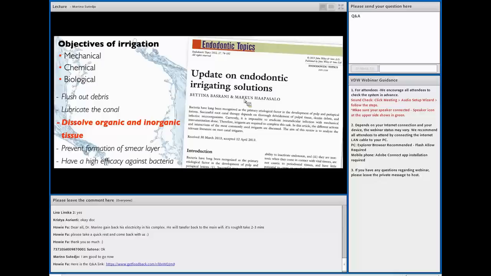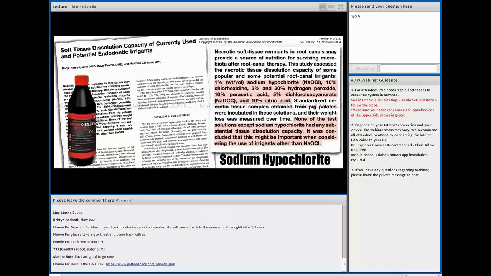We need to understand the bottom line of the objective of our irrigation: we need to dissolve any organic and inorganic tissue, because if we leave some tissue there, it will become nutrients for the bacteria to grow. Bacteria need the protein that they can get from the tissues we leave behind inside our root canal systems. Therefore, sodium hypochlorite by chance is the only material that can digest tissue and kill bacteria.